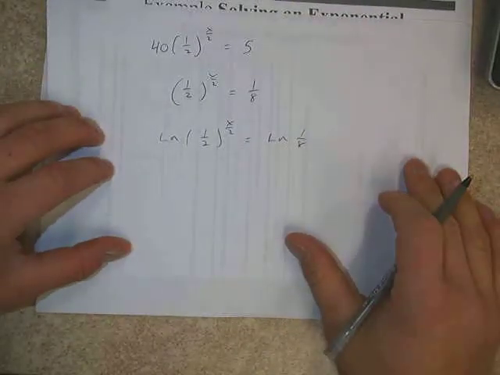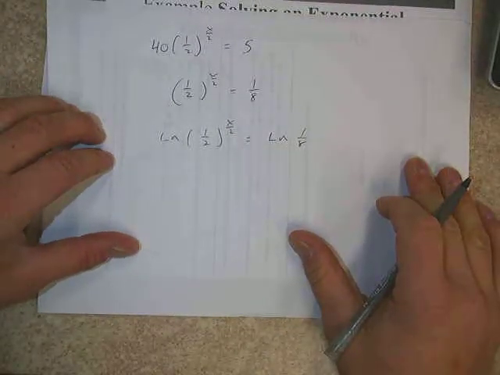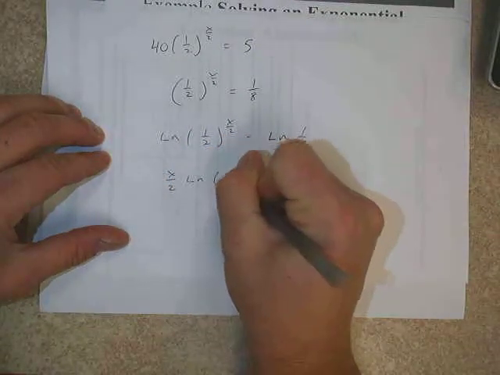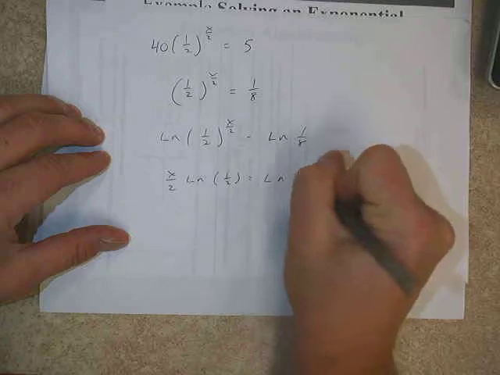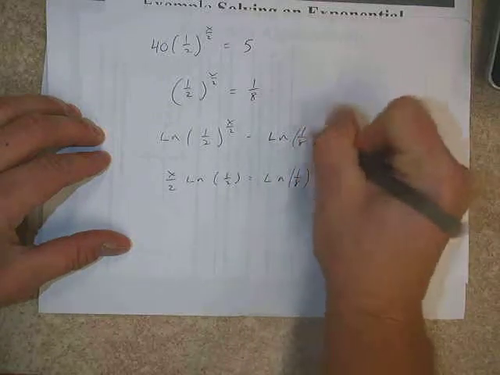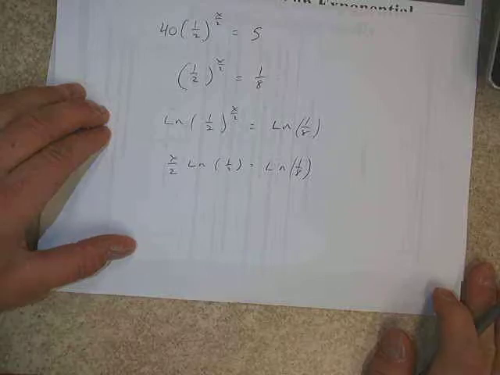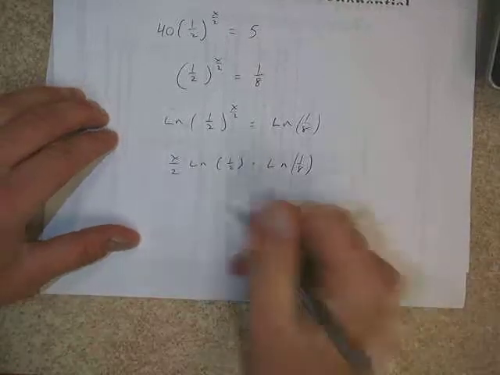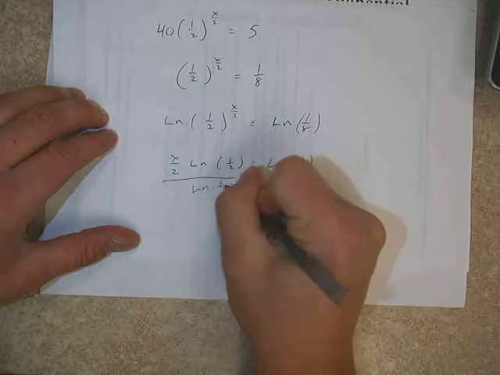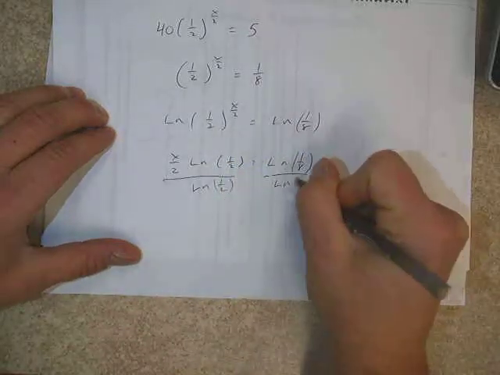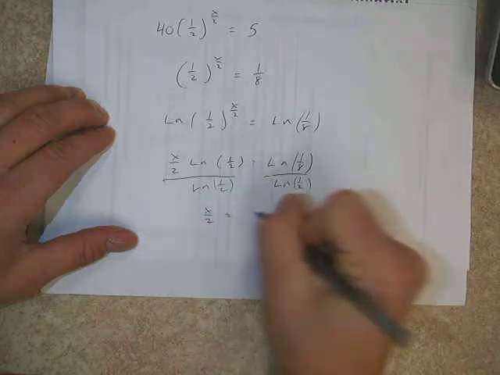So I'd write natural log of 1/2 to the x over 2, natural log of 1/8. And what that allows me to do is take the exponent and put it out in front. So then my next step is going to be x over 2 ln of 1/2 equals ln of 1/8. Alright, and then from there, I would divide by ln of 1/2.